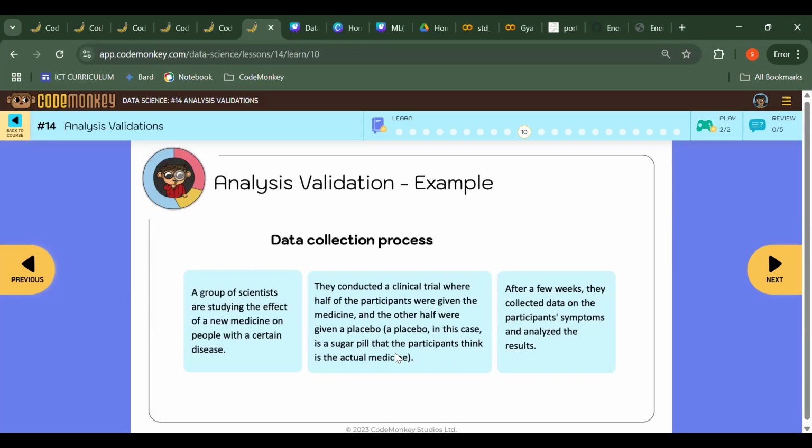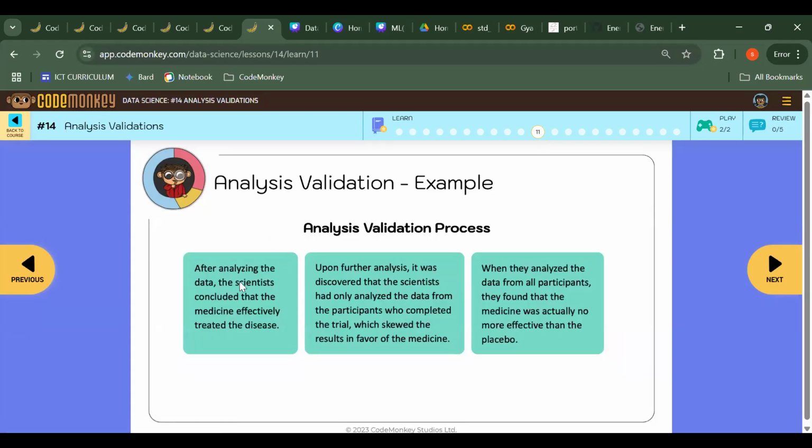The experiment is run with the doctors and scientists. After a few weeks, the scientists check both groups to see how their symptoms have changed.